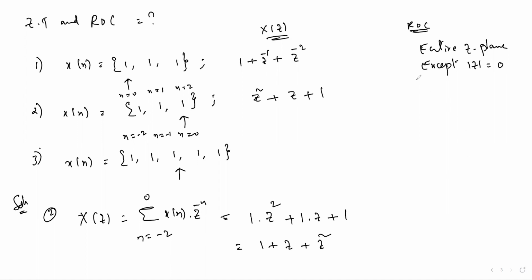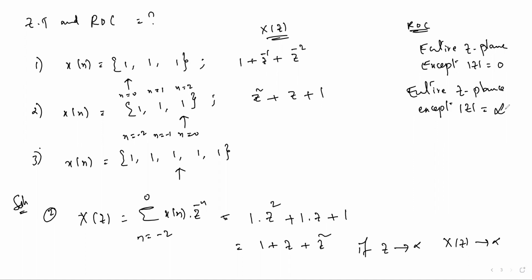Then here, ROC is again the entire z plane. The exception is what? If z tends to infinity, x of z tends to infinity. That's why except mod z is equal to infinity. For a left sided sequence, ROC should be the entire z plane except mod z equal to infinity.